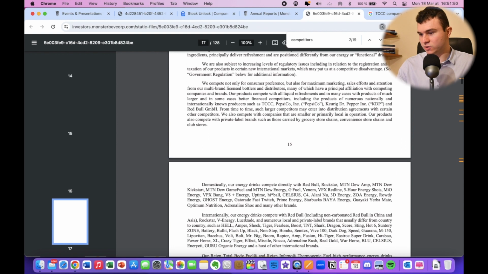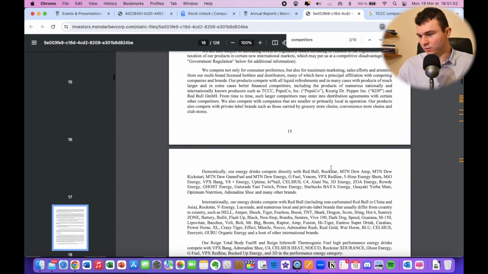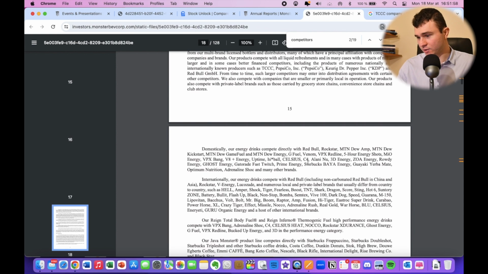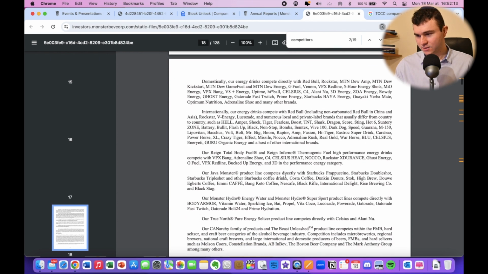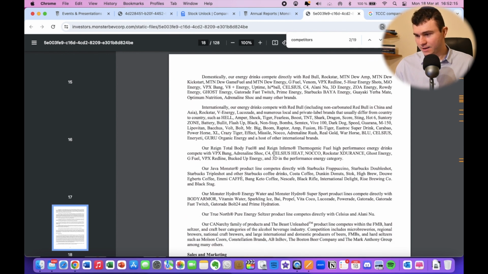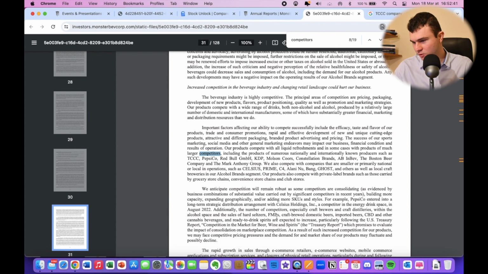Domestically, our energy drinks compete directly with Red Bull, but also other energy drink brands, Venom, okay, Starbucks, because Starbucks is a company that sells energy drinks also. Internationally, we have other competitive pressures. Okay, here we have Celsius, the company that we've seen on Stock Unlock. Competitors, what do we have here?